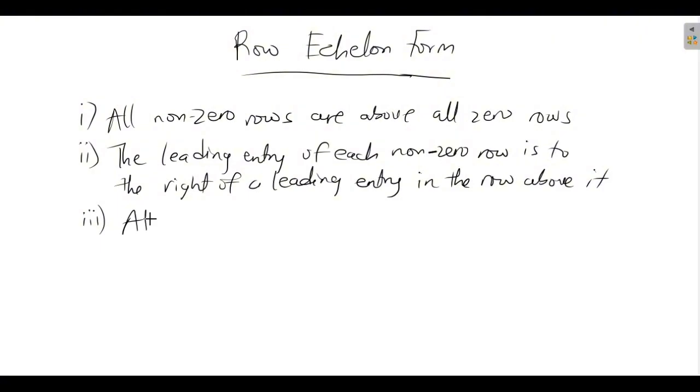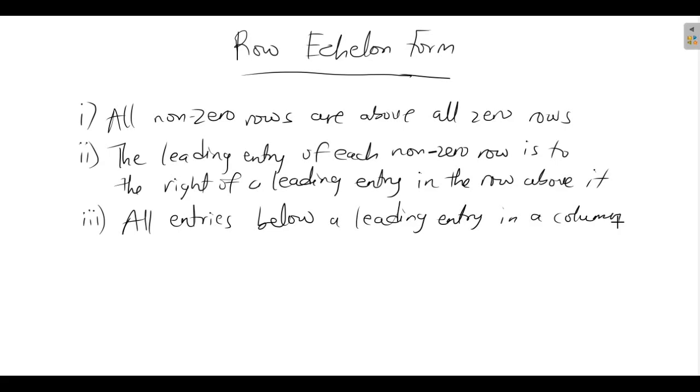Then the last one is all entries below a leading entry in a column are zeros. So all entries below a leading entry in a column are zero. Now take note, a leading entry is called a pivot. So all entries below a pivot in a column are zeros. So that's the third condition.